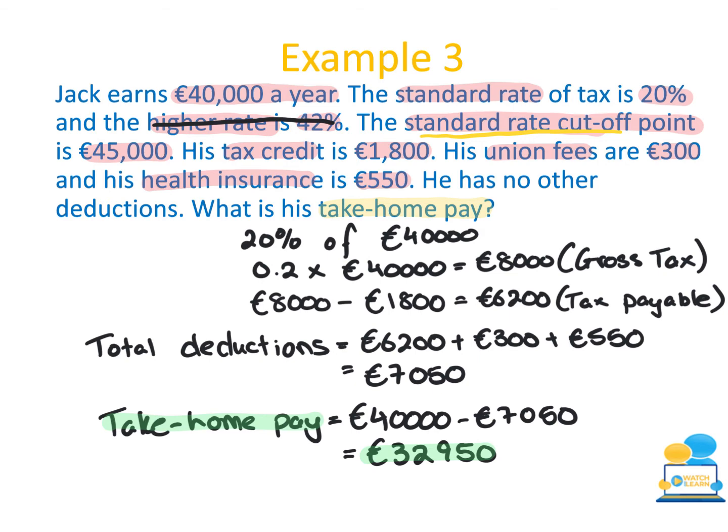So in this question, we didn't have to worry about the higher rate of tax because Jack wasn't earning a salary high enough to pay the higher rate of tax. We had his tax credit that kicked in for his gross tax, which gave us his tax payable. Then we found out how many deductions he had. He had his tax payable, his union fees, and his health insurance, and we subtracted all of those away from his gross income to give us his take-home pay of 32,950.